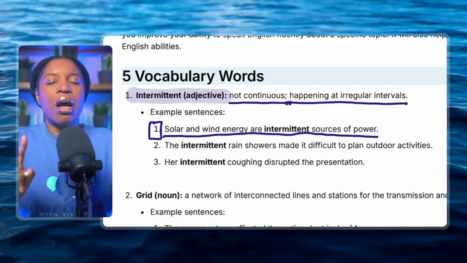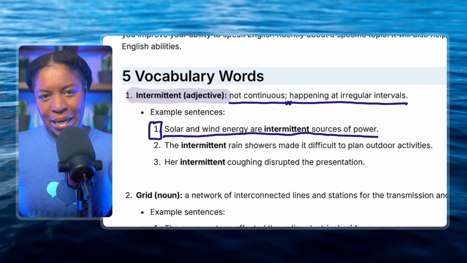Again, solar and wind energy are intermittent sources of power. Why? Think about it. If you want solar power, the sun has to be out. Let's say you're using a solar powered battery. You need to set that battery out during the day so the sun can provide it with the power it needs. Again, intermittent, happening at irregular intervals.